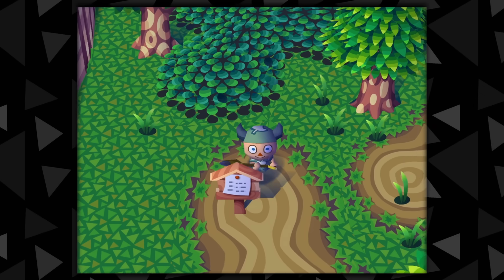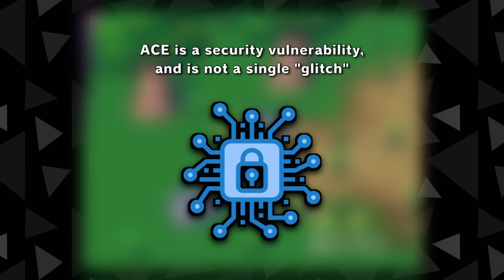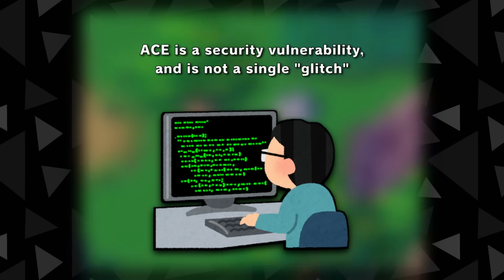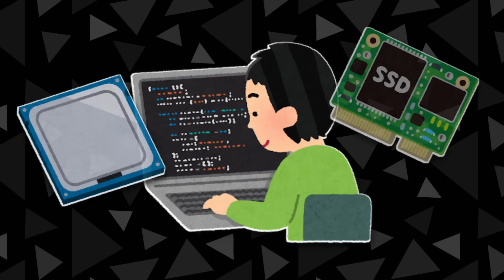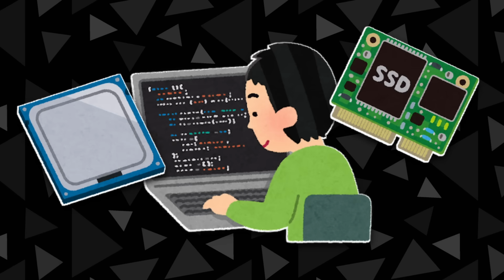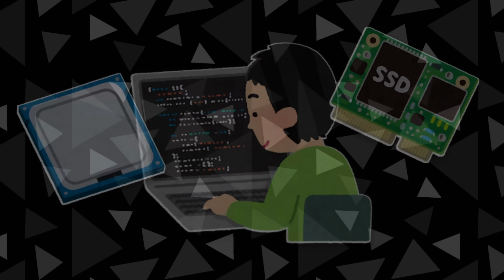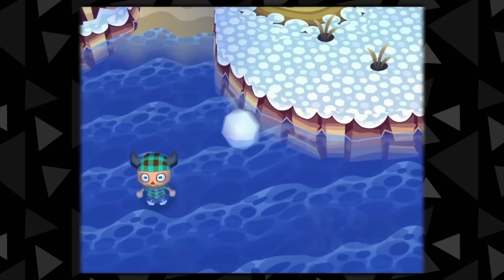First, unlike other glitches and bugs in video games, ACE exploits are actually more of a security vulnerability within the code itself. Thus, understanding an exploit like this requires a bit of knowledge of computing and programming. If you're not too familiar with computer science, I will do my best to explain things as simply as possible, so bear with me.